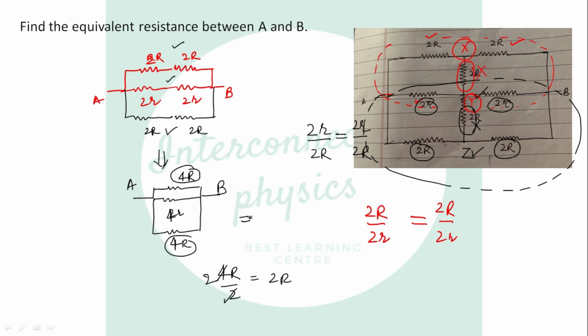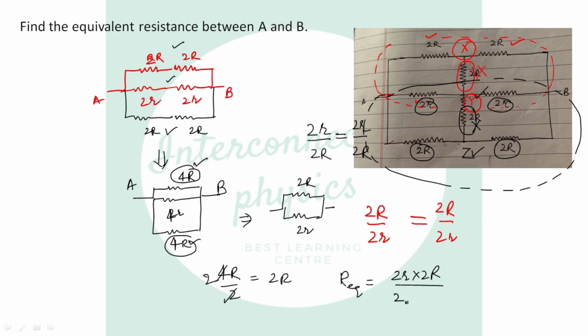Okay, so the diagram will be like 2R, because the answer of 4R and 4R is 2R, and we are left with 2R and 2 small r. Now R equivalent equals 2R into 2R divided by 2R plus 2R. So 4R squared divided by 4R. So this is the equivalent resistance between points A and B, and in this way you can calculate the resistance.